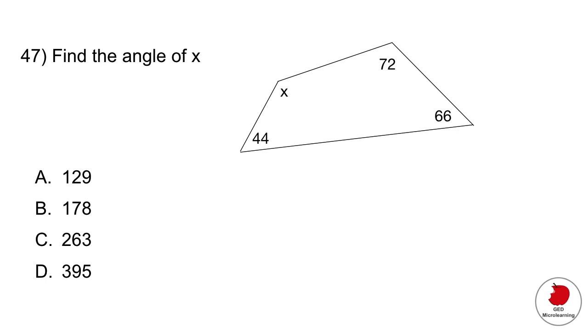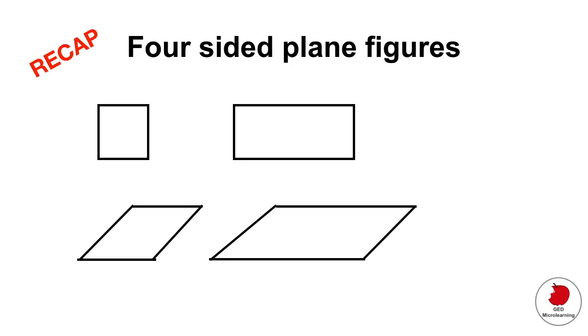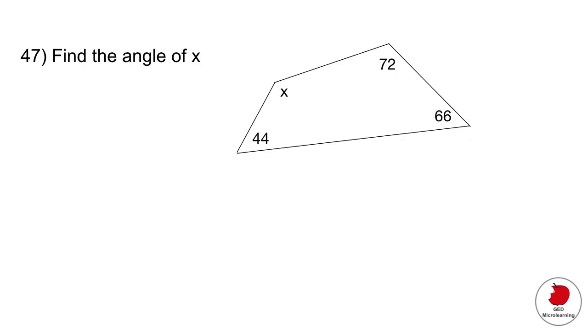All right, so question 47 is asking you to find the angle x. All right, so when you look at a figure like this, a lot of people panic, but you shouldn't. You have to remember that whenever they give you a four-sided plane figure, all the angles are equal to 360. Okay, so knowing that information, this question is going to be pretty straightforward because you know that x plus 72 plus 66 plus 44 is going to equal 360, like that. So all you have to do is solve for x.